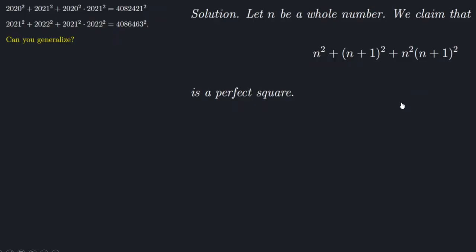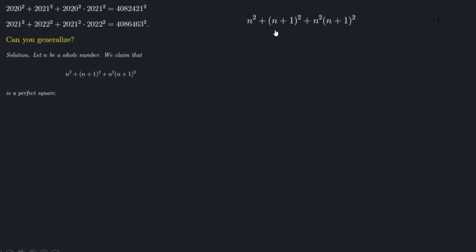By a perfect square, we mean a whole number like 1, 4, or 9, which is some number squared. 1 is 1 squared, 4 is 2 squared, 9 is 3 squared. Again, we want to show the expression in line 1 is a perfect square.